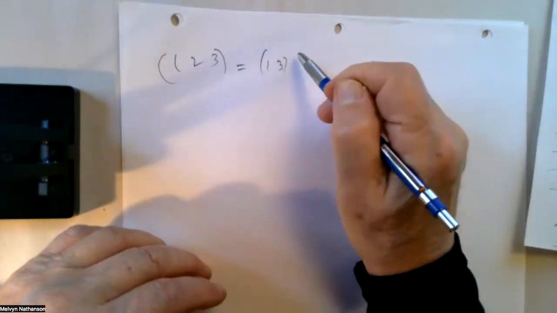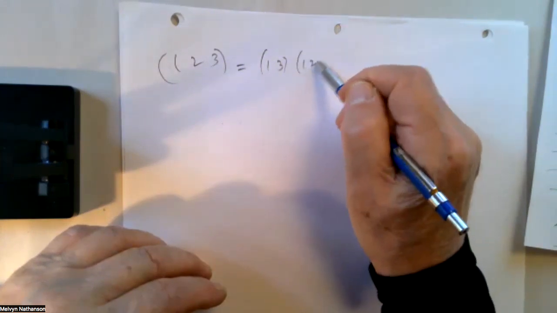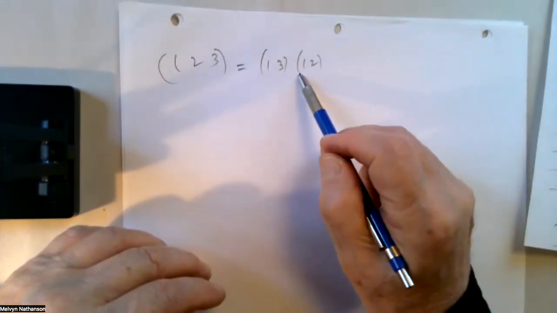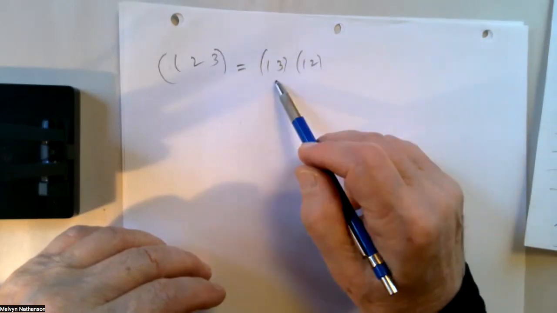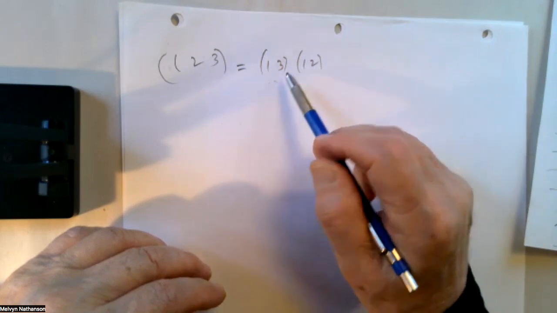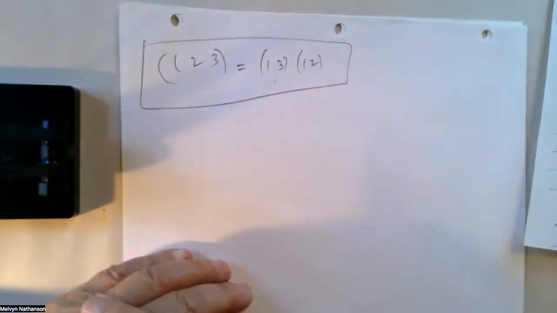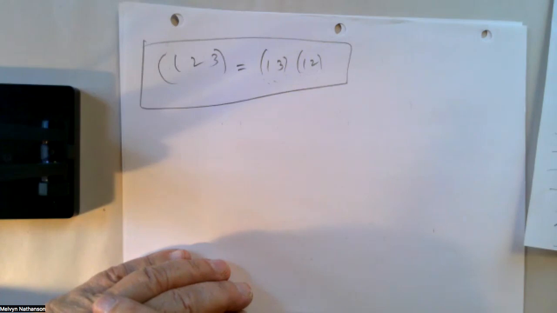And let me just see if I can make a lucky guess. (1 3)(1 2). This sends 1 to 2 to 2, 2 to 1 to 3, 3 to 3 to 1. Yeah. So here I just wrote a 3-cycle as a product of 2 two-cycles.